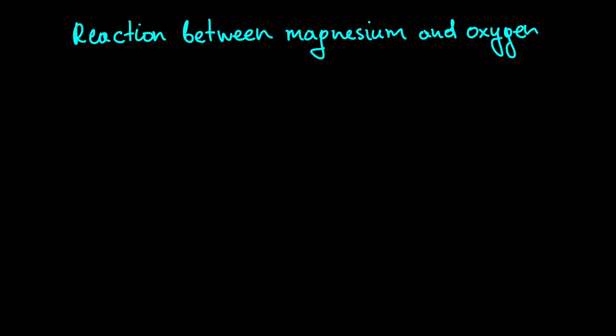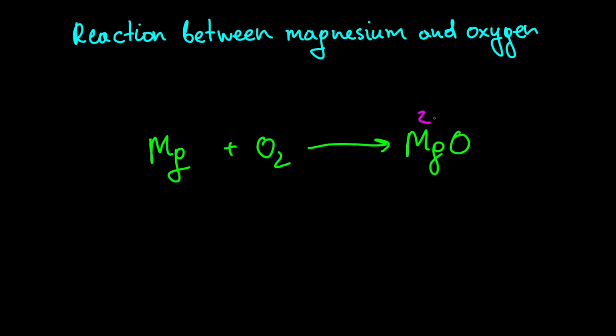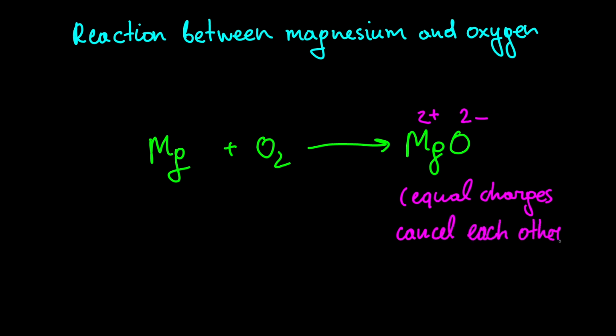Our last example will be a reaction between magnesium and oxygen. Mg plus O2 and we get MgO. Magnesium is 2 plus and oxygen is 2 minus. The same charges cancel each other out, so our formula is MgO and not Mg2O2. To balance the reaction, we write 2 in front of MgO and 2 in front of Mg.